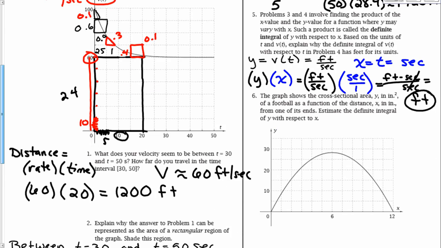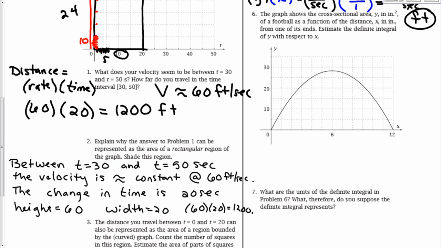Now number 6, we now have a cross-sectional area of a football. And we're trying to estimate the definite integral of y with respect to x. So what I want you to do right now is go ahead and count up your squares, figure out how many squares you have in total, and pause the video. And when you unpause it, it will have the number of squares on it. So pause it right now to count.